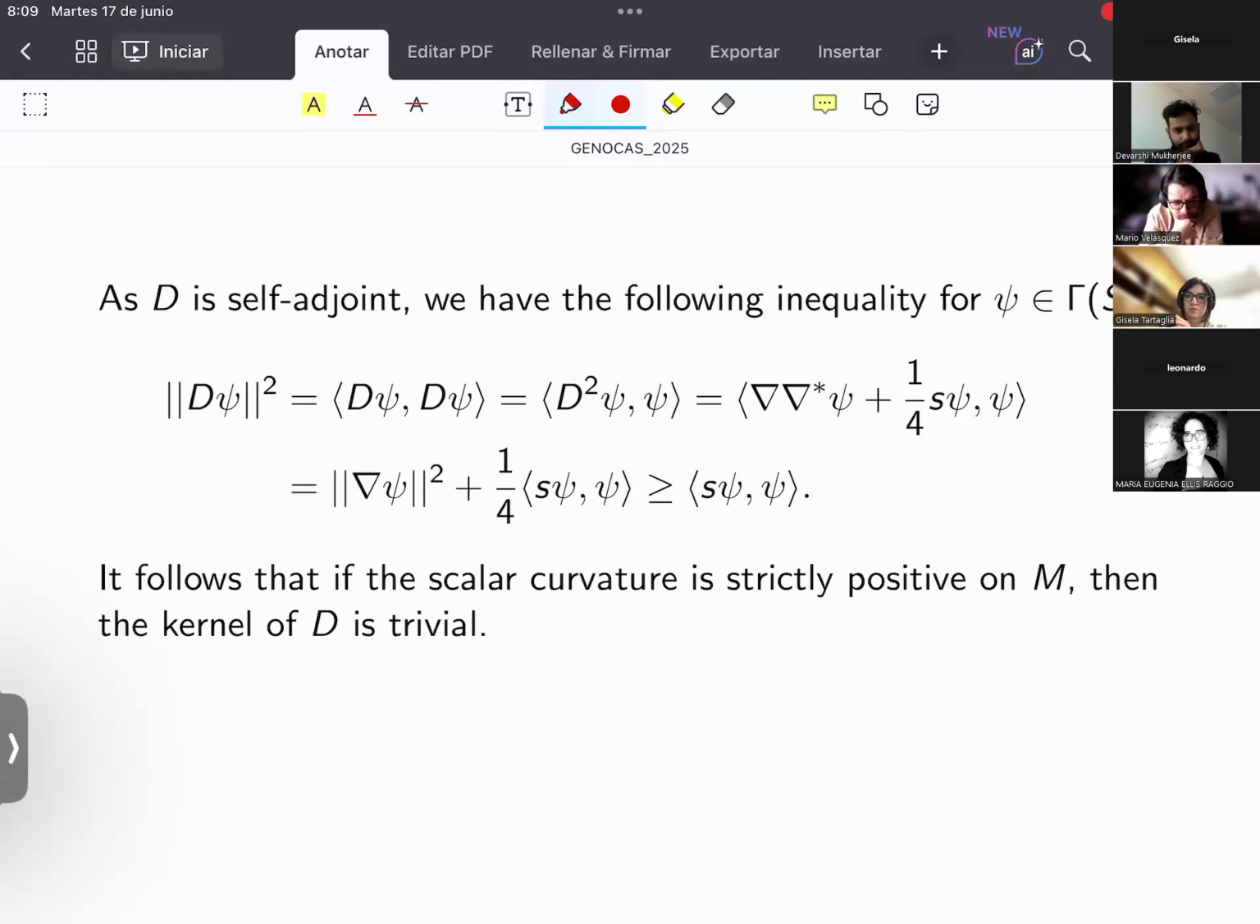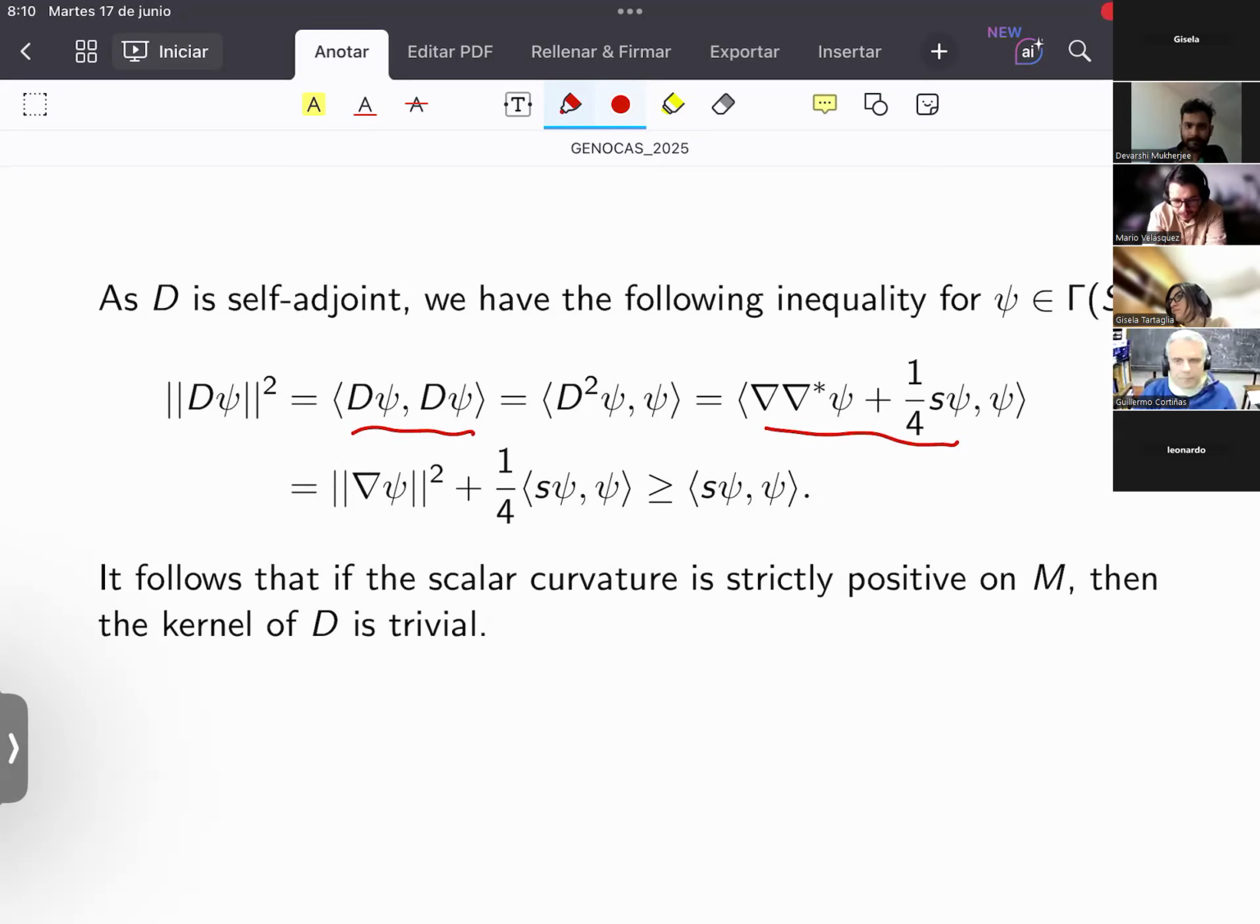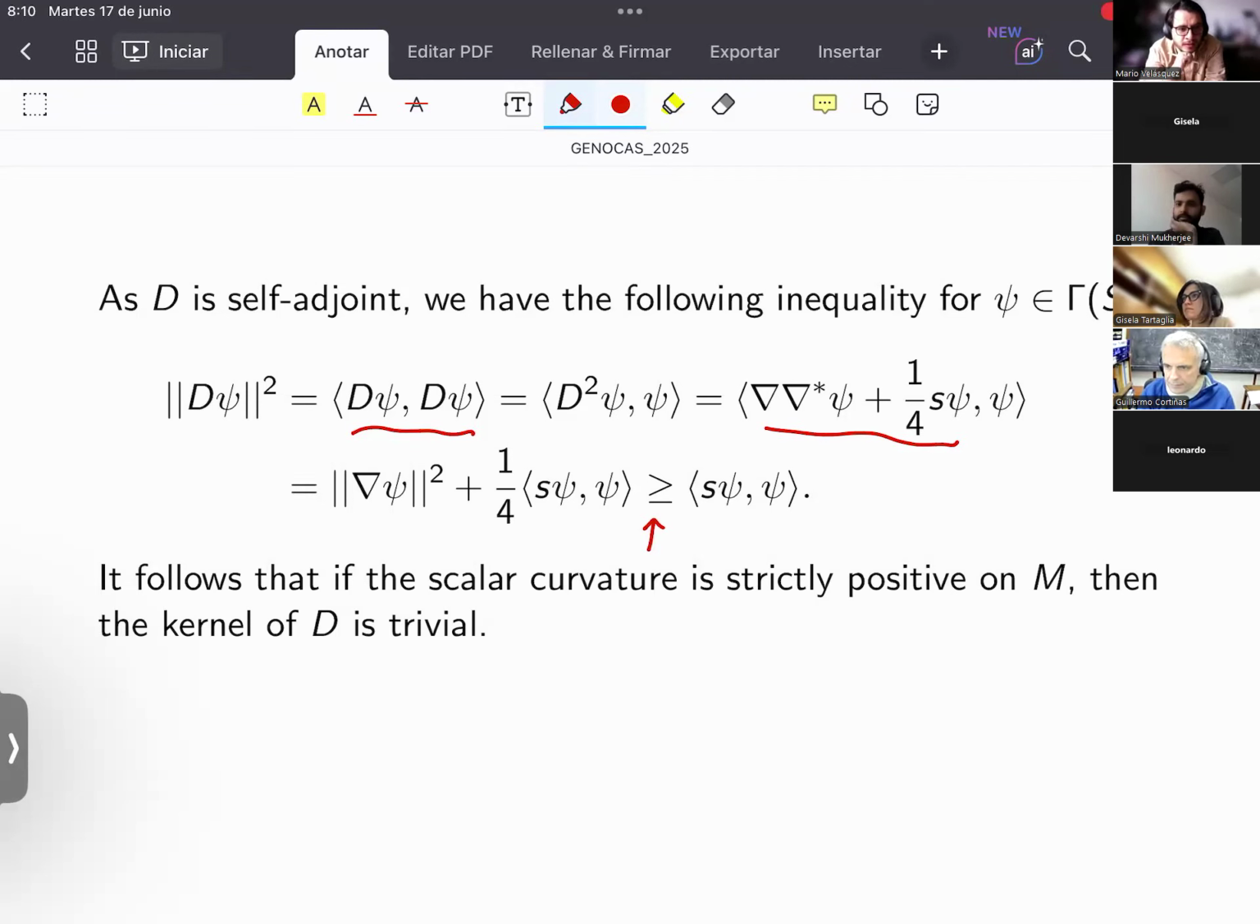Okay. Then we can do this computation. The norm of D of psi is equal to this inner product, and then, as D is self-adjoint, you could move D from the right side to the left side, use the Lichnerowicz formula here, and then use the distributive property, and we get this inequality. Okay?